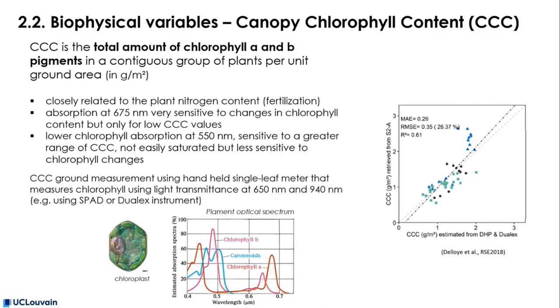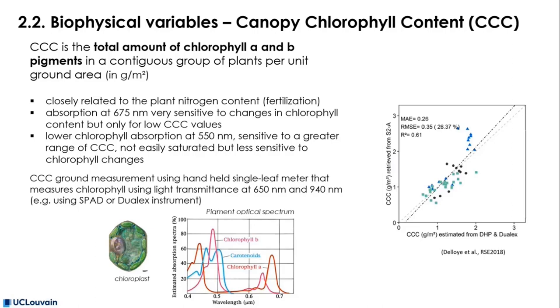Canopy chlorophyll content, defined by the total amount of chlorophyll A and B pigment per unit ground area. This variable is closely related to the plant nitrogen content, which is often used for fertilization.